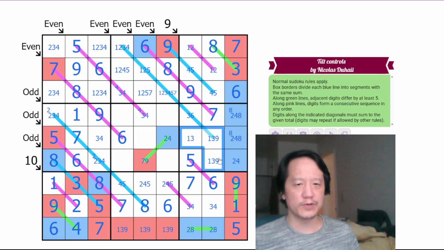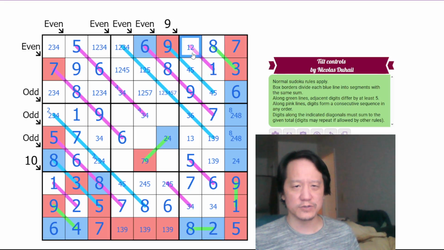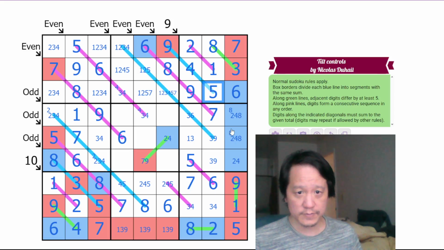We have a 1, 3, 9 triplet in box 6, which eliminates 1, 3, and 9 in the rest of the box. Also, 8 eliminates 8 here, so that's 2 and 8. 2 eliminates 2 here, so it's 1 and 2. 1 eliminates 1 here, so that's 3 and 9 as a pair. 5 eliminates 5 here, so that's 4 and 5.